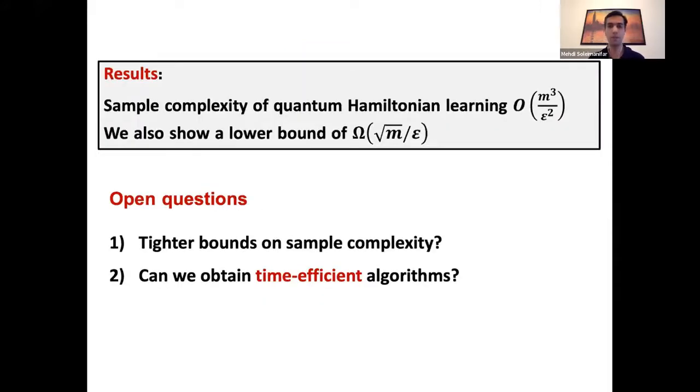So to summarize, we proved an order m cubed over epsilon squared sample complexity upper bound for Hamiltonian learning. In our paper, we also show a root m over epsilon lower bound. So this shows that up to polynomial factors our sample complexity is tight. It's an open question to get tighter bounds on sample complexity.